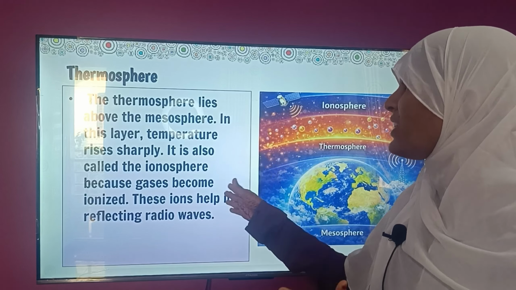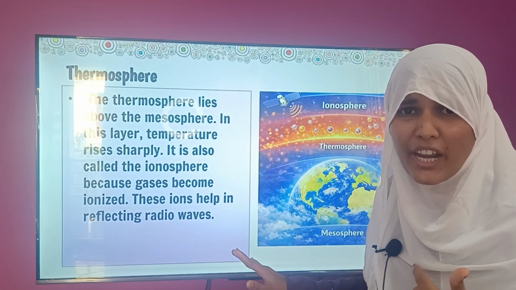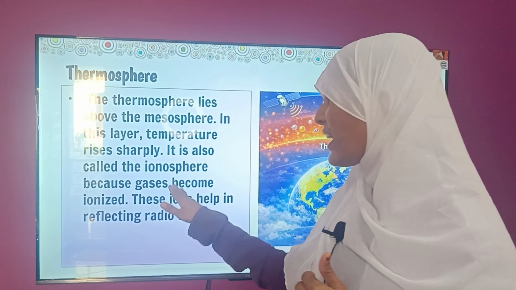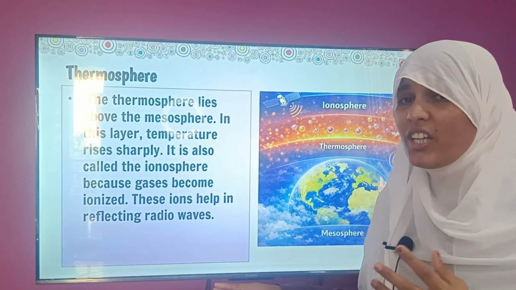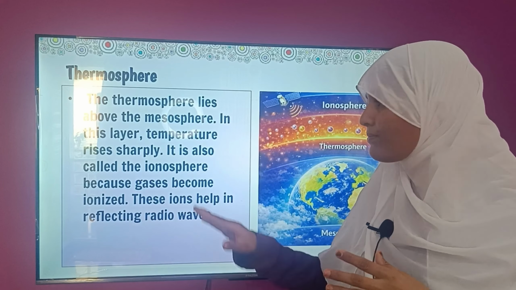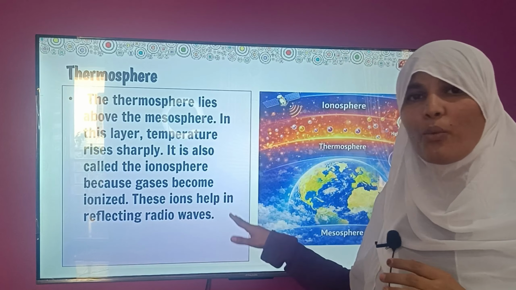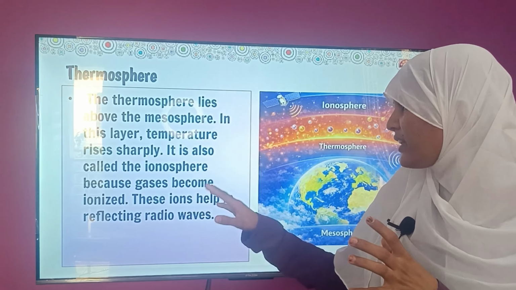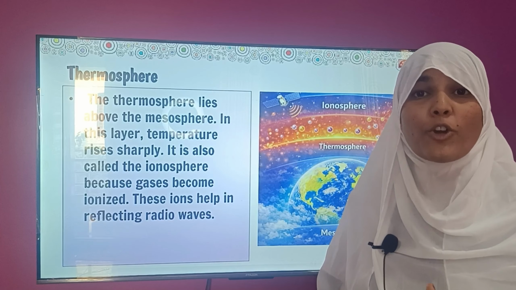The thermosphere is also called the ionosphere. Why? Because the gases become ionized, charged, due to the high energy. That's why the thermosphere is known as the ionosphere. The ionosphere helps in reflecting radio waves back to earth. So this is how radio communication works.